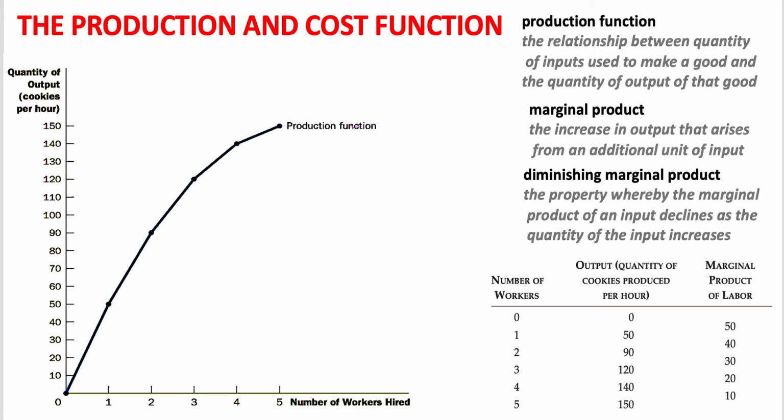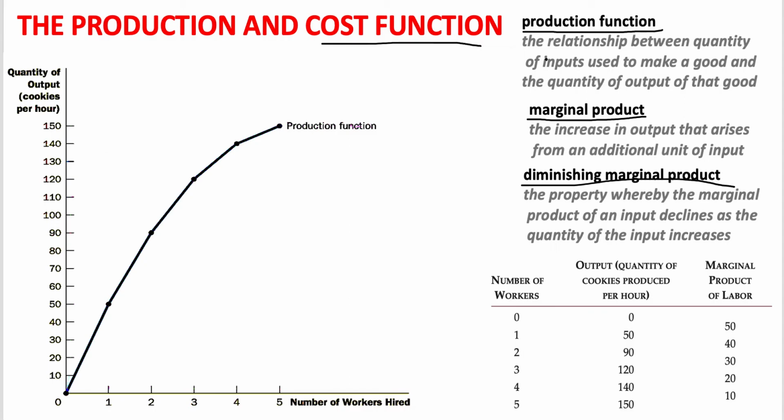Today's lecture is about the production and cost function. Now we are moving towards the market structure, so we should know some definitions and terminologies like what is production function, what is marginal product, diminishing marginal product.